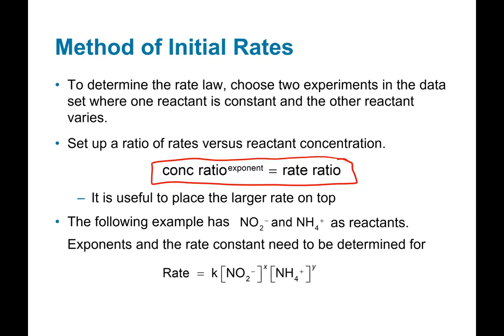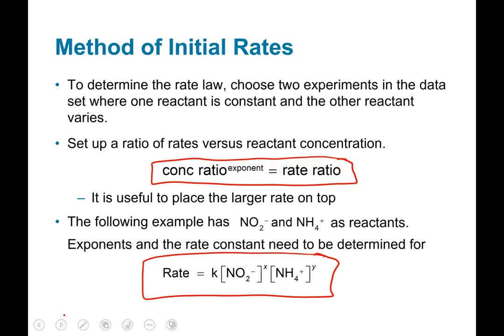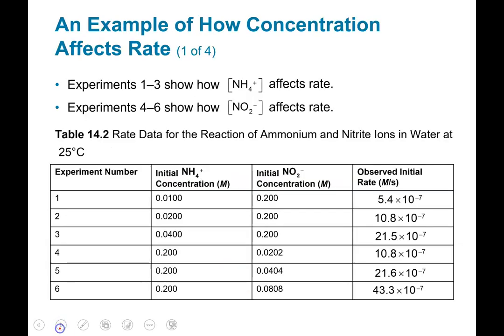We're going to talk about how to use that by following an example. The example that we're trying to determine is what is the rate law, including orders for each of the reactants in a reaction that has NO2 and NH4+. In order to do this, we need data. But I want to make sure we see concentration ratio raised to an exponent must equal rate ratio. That is the first equation that you need to pay attention to here, and it's more of a relation than anything else.